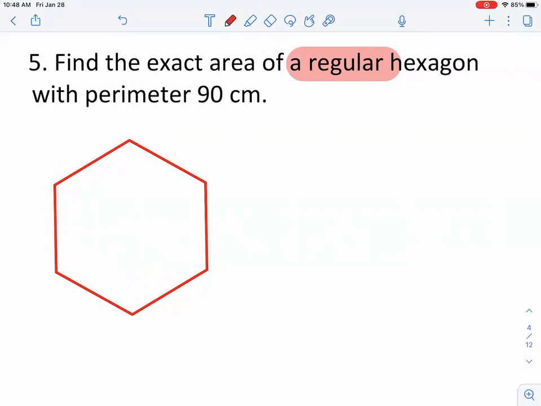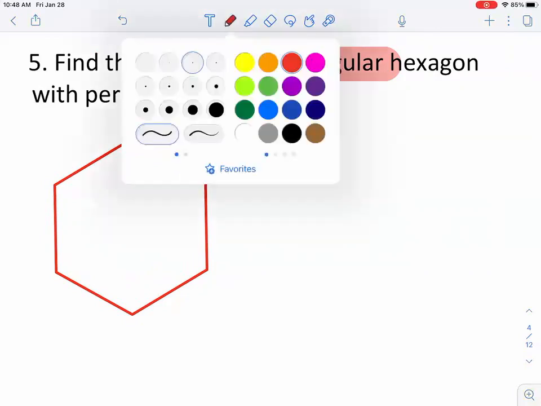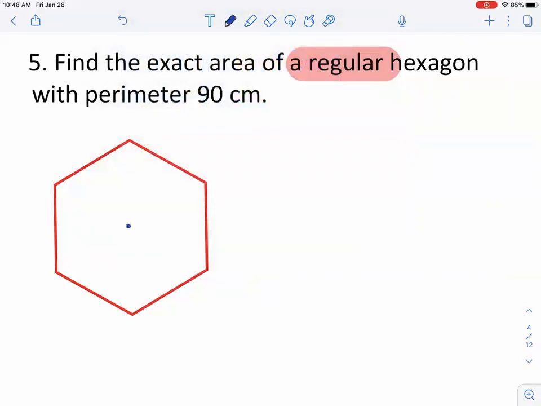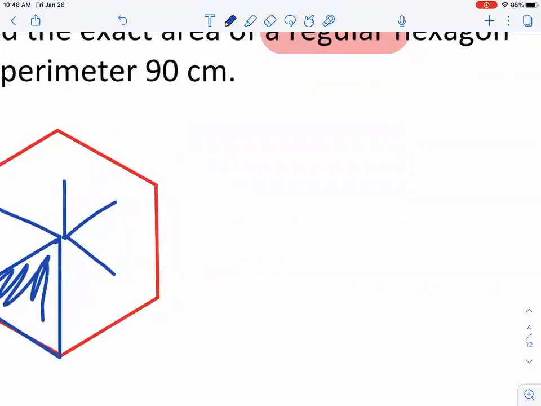So if I want to find the area, the first thing I'm going to do is split it up and think, all right, there's a triangle. And if I connected all these, I would have 6 triangles. Which means if I found the area of one of these guys and multiplied by 6, that would be the area of the entire thing. So I want to find the area of one triangle, but then I have to multiply by 6. So let me draw that blue triangle over here.